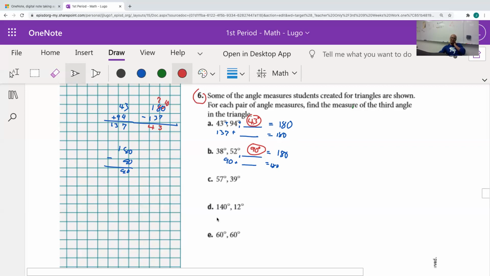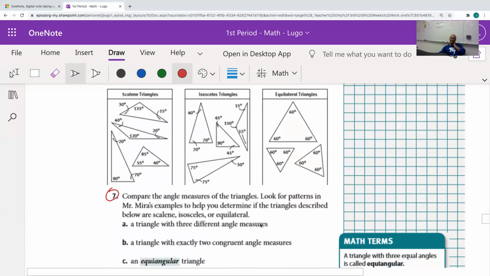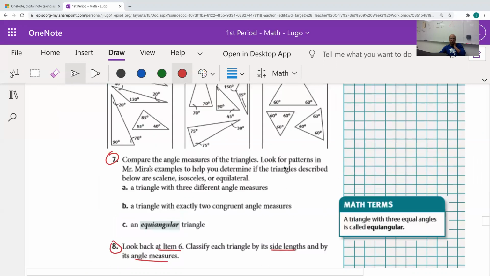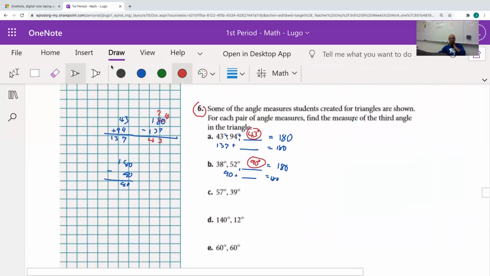You're going to do the same thing for C, D, and E. But with that in mind, let's go to number 8, because number 8 tells us to go back to number 6. We're going to classify each of those triangles by the sides and by the angles. So this is going to be 8A, and this is going to be 8B. We're going to do that for each one, 8C, 8D, and 8E. For each one of these, we're going to have to classify them by the side and by the angle.